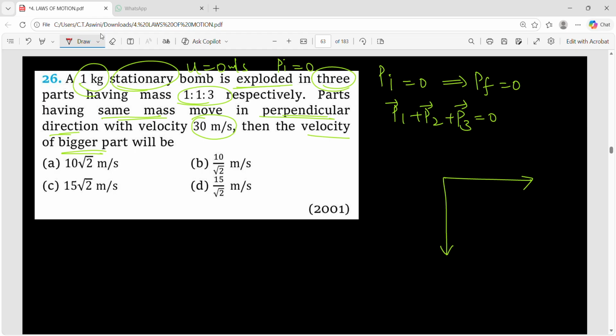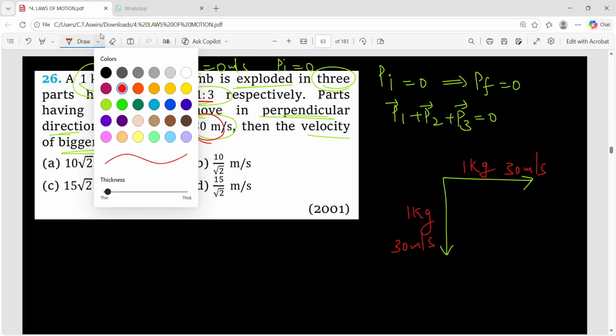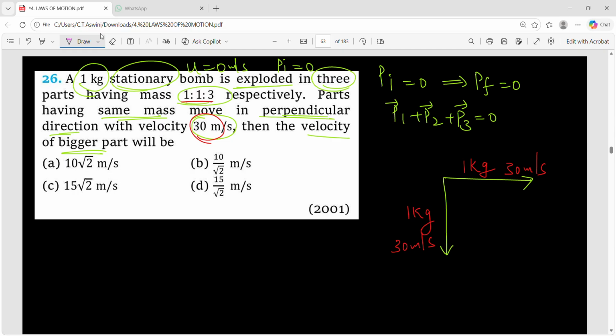1:1:3, right? This is the ratio of the masses. So we'll do one thing. First part 1 kg. Second part 1 kg. They are moving in perpendicular directions with how much velocity? 30 meter per second, 30 meter per second. So where will the third part be now? It's the same model. The total summation of momentum has to be 0. So the third part will be exactly in the opposite direction to the resultant of these two parts.